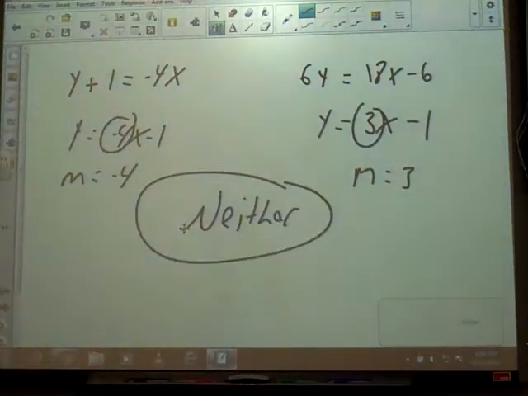What does that mean graphically? Right, they're going to intersect somewhere. It's just not going to be a 90-degree angle. It'll be more obtuse, more acute. Not a 90-degree angle. I'm ready for page 4 when you are.